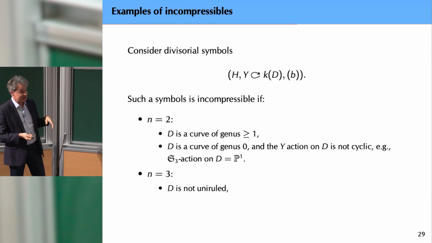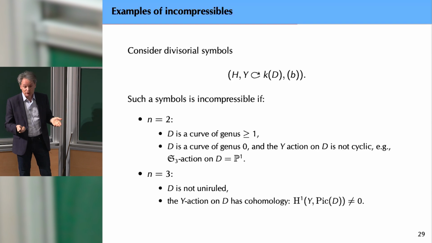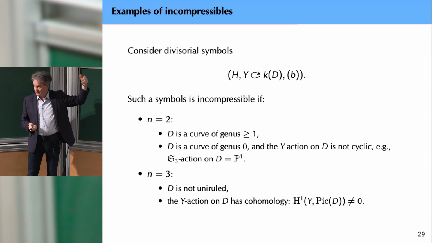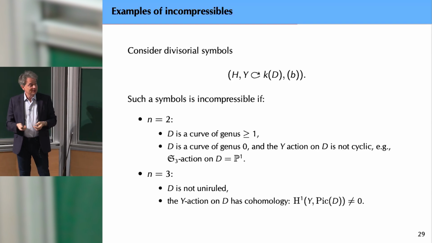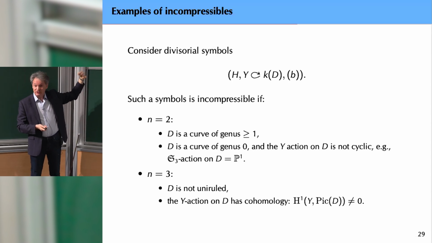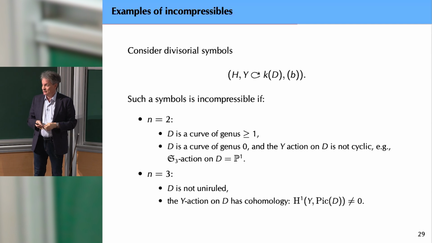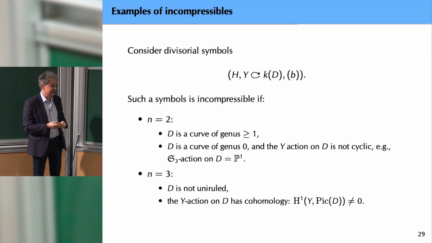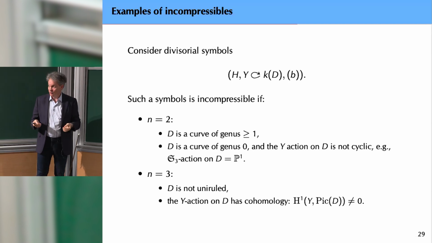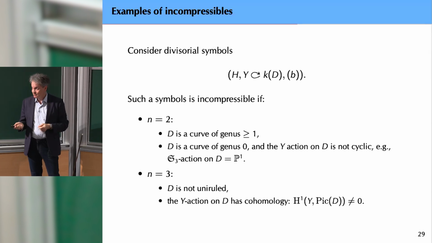So, and for n equals 3, again, now we're looking at divisors, those are surfaces. If the surface is non-uniruled, sort of the analog of a higher genus curve, it's clear. But, well, you could have a rational surface, but with residual action giving cohomology on that surface. That cannot appear from blowing up points or curves on a threefold, and that's another instance of an incompressible symbol.